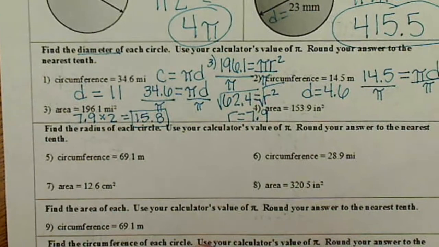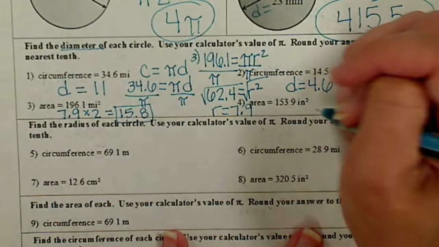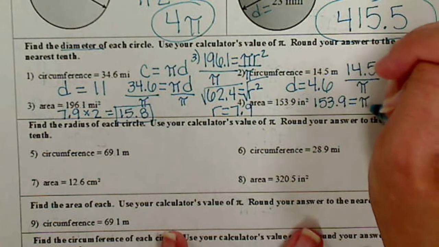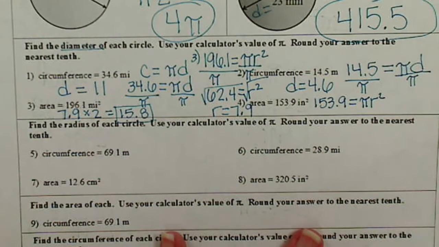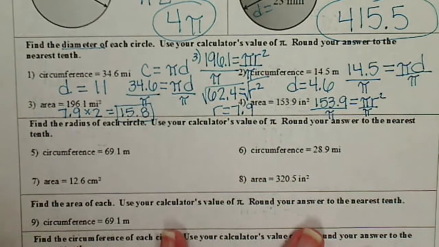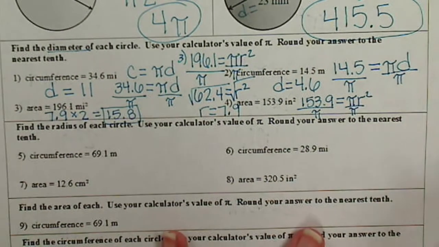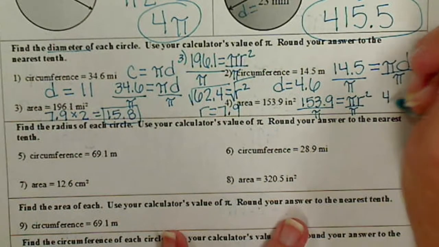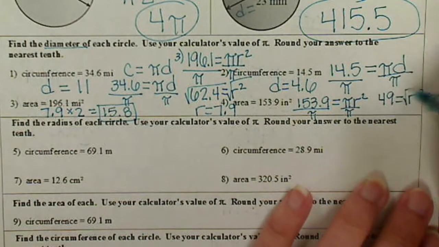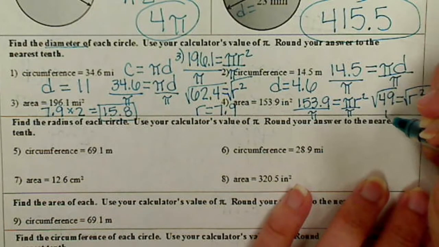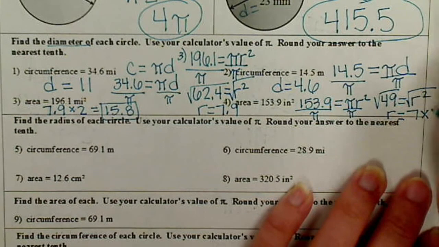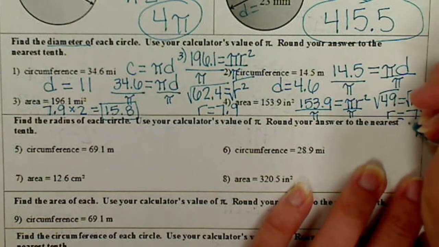Okay, so same for number 4. Start out, it says area, so I set the number equal to the area formula. Divide by pi. And I get 49. I have to get rid of the square, so I take the square root. Well, the square root of 49 is 7, but that's my radius. To get my diameter, I times it by 2, so our answer will be 14.